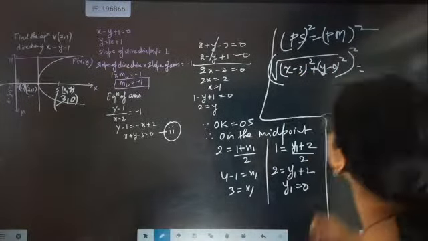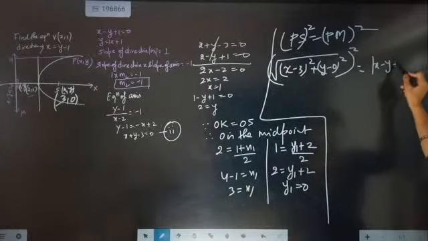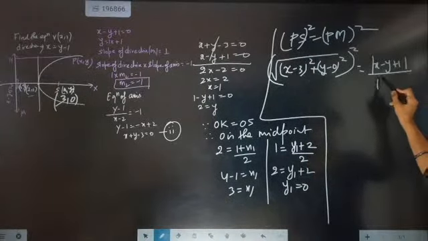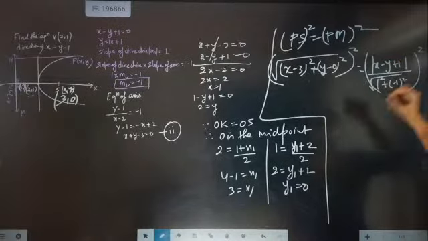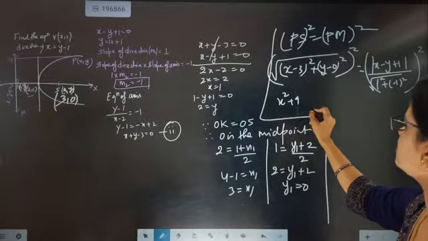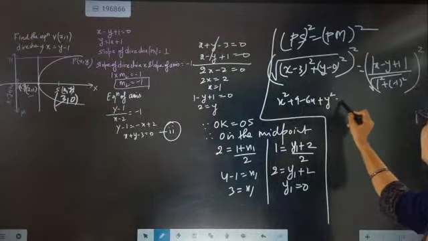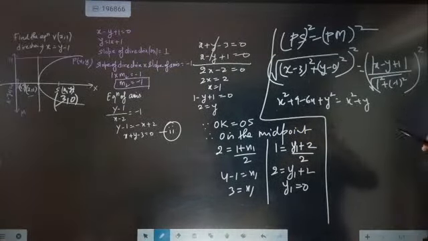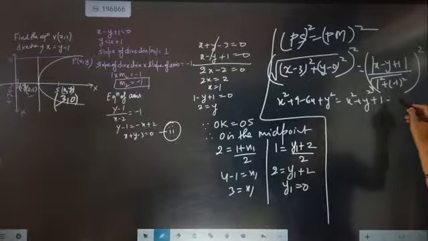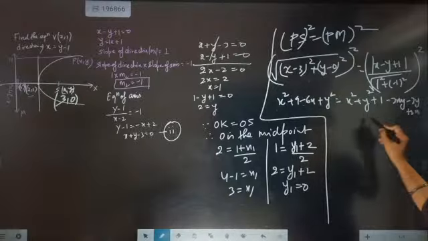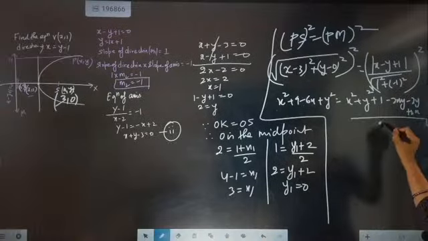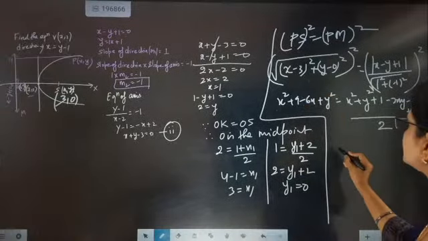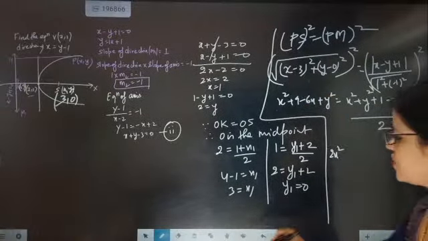So equation of directrix is (x - y + 1)/√(1² + (-1)²), whole square. Outside square is there, it is going to be x² + 9 - 6x + y² equals (x² + y² + 1 - 2xy - 2y + 2x)/2, since root 2 whole square will become 2. So shift everything that side, it is going to be 2x².